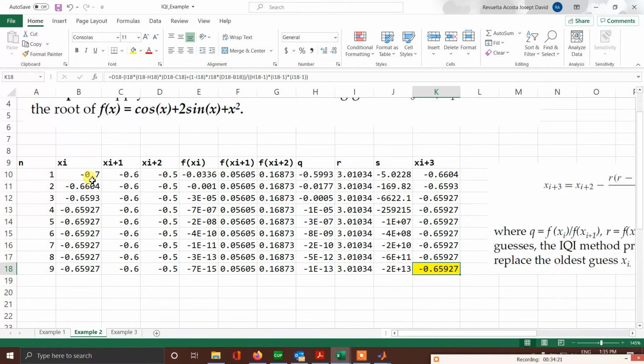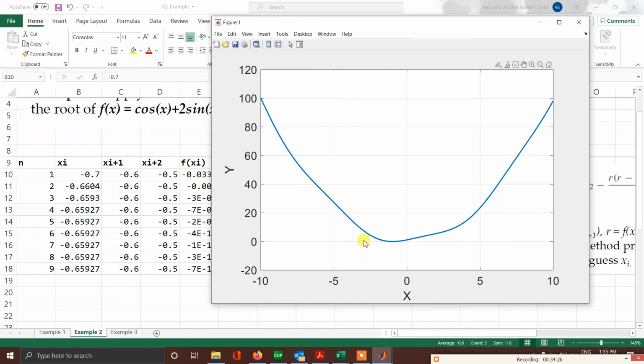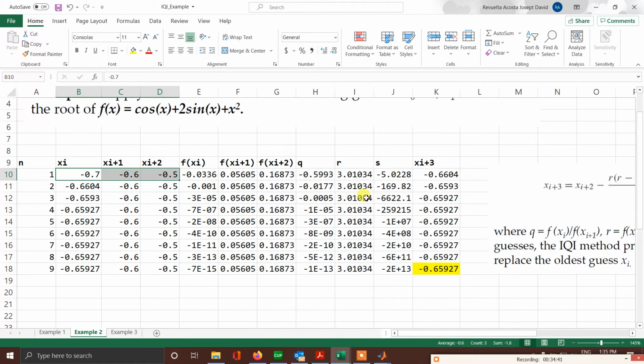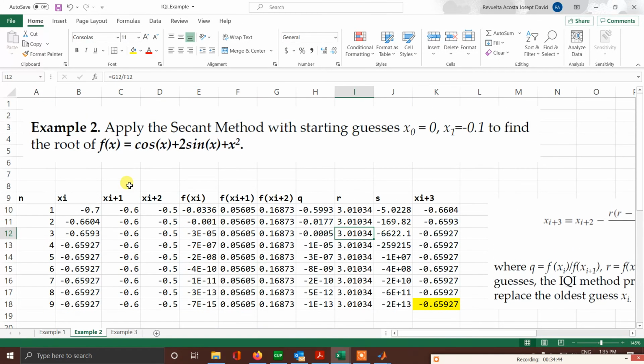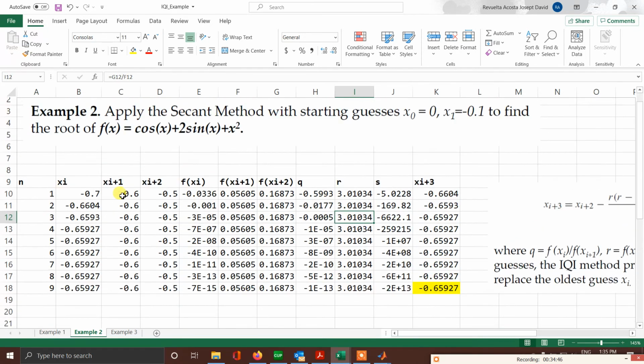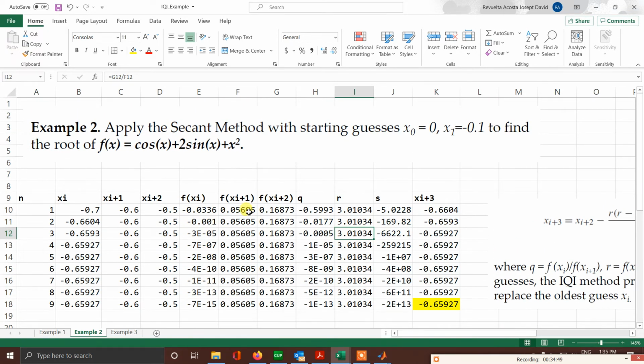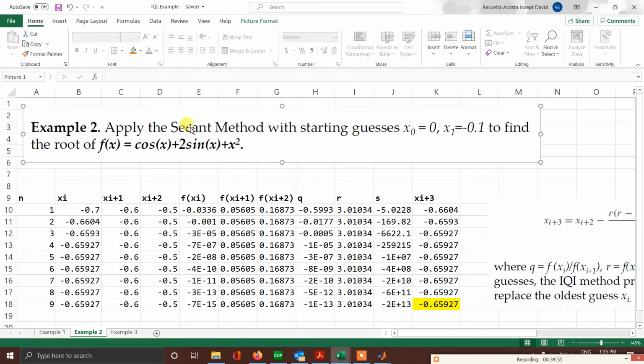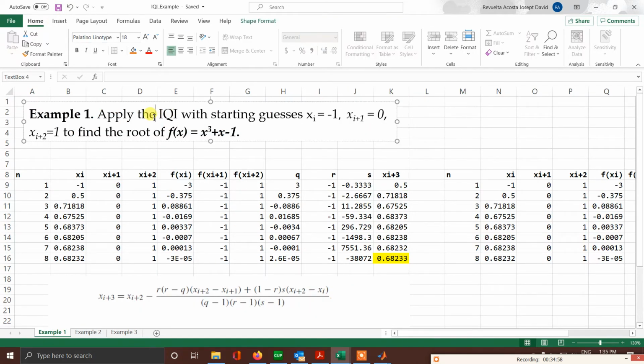But in general, these are the two examples of the IQI. Well, I'm using the IQI here. So in general, if we want to change this, the context, we have to say to apply the IQI method, which is starting guesses of minus 0.7, minus 0.6, and minus 0.5. But this is actually very tricky because the analysis of the curve doesn't show me that it has an intersection with the x-axis. But I did it. So I did it. It's here. So that's in general how we solve the IQI method.